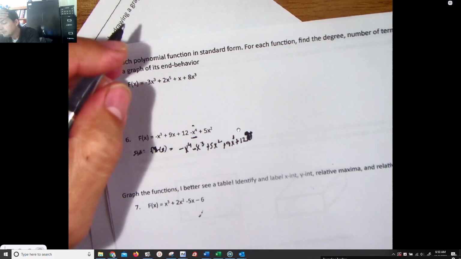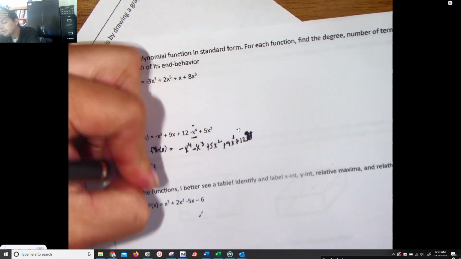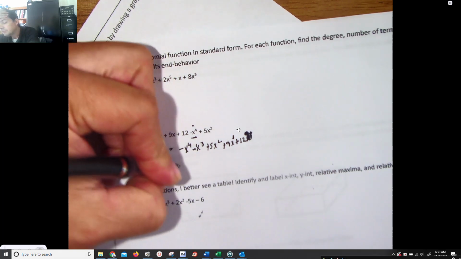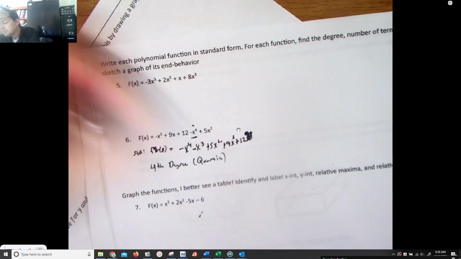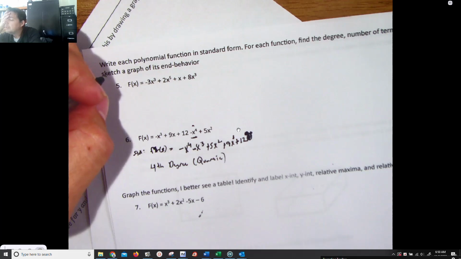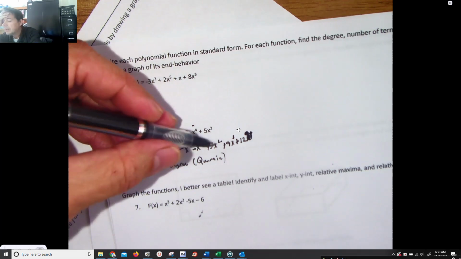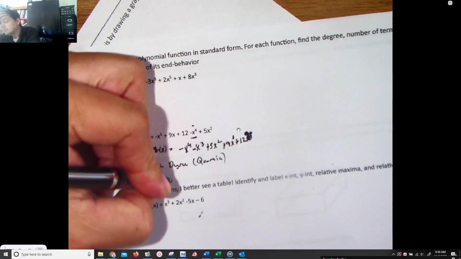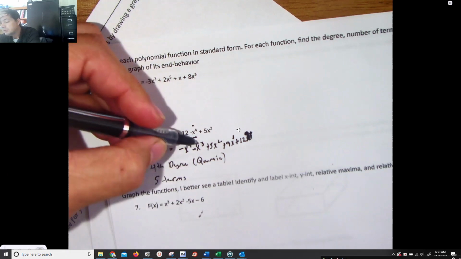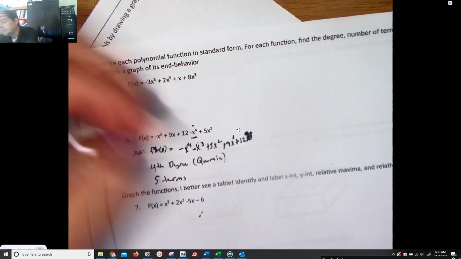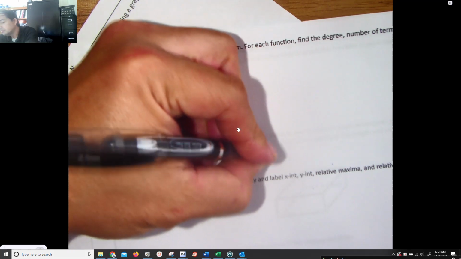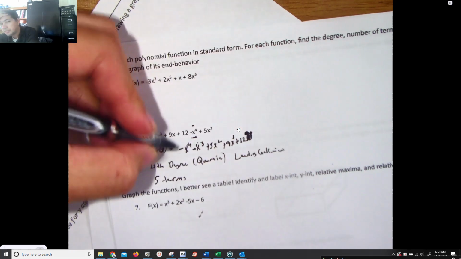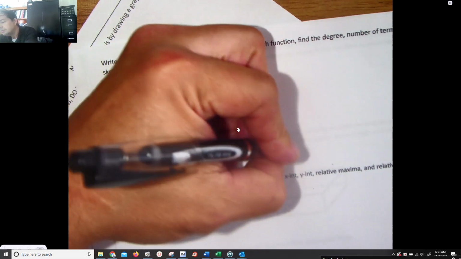Anyways, the degree here, this is a 4th degree, also known as a quartic. The number of terms, what do we got? 5. I just counted 1, 2, 3, 4, 5. The leading coefficient is what's in front of x to the 4th. It's a negative 1. And you're supposed to sketch a graph of its end behavior.